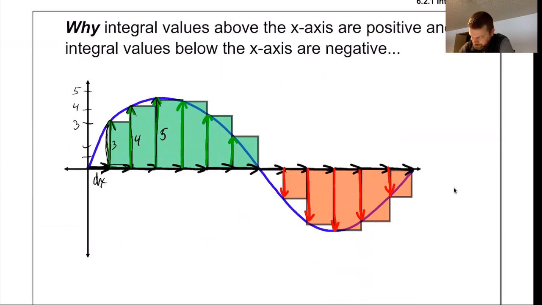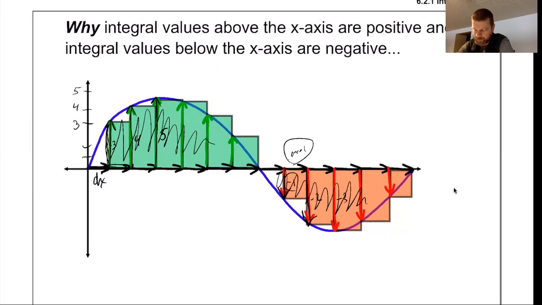Down here, though, those values of f of x are negative. That'd be like, let's say, -1, -2, -3. When I take something like, let's say that's 0.00001, it's supposed to be really small, right? If I take that times -1, I'm going to get a negative value. So anything down here results in a negative integral. Anything up here results in a positive integral.